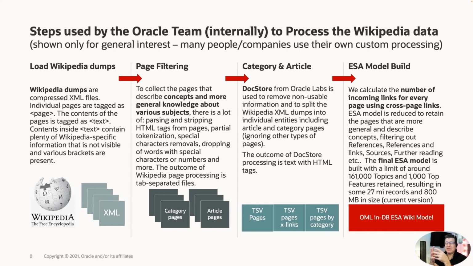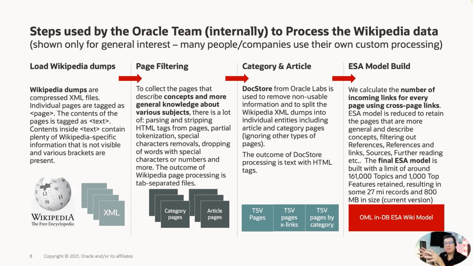A lot of it is stripping out parts of the HTML and components that are not useful, like characters used for indexing or numbers that are connecting to something. Then we do a category and article process. We have a doc store processor that's part of Oracle Labs. Basically we're removing non-usable information from that Wikipedia XML. And then finally we build our own ESA model, using the ESA machine learning algorithm that we have. That's basically what we end up with.